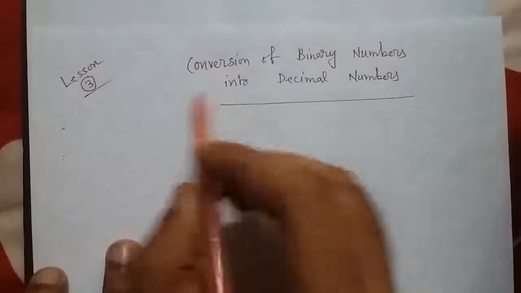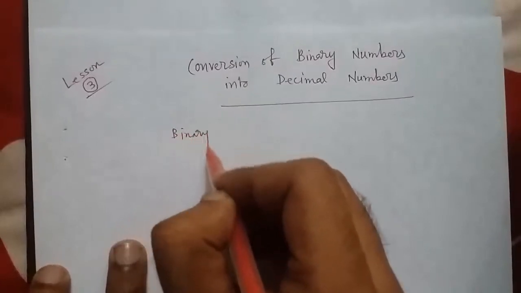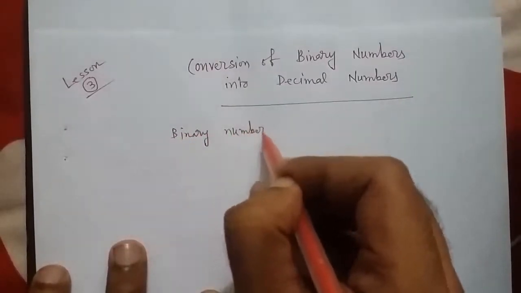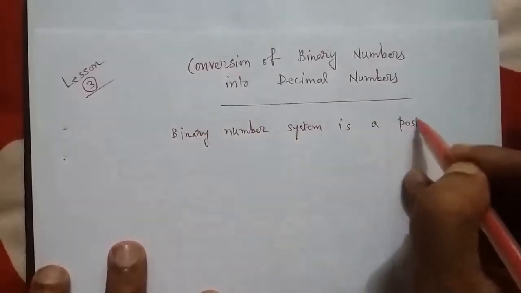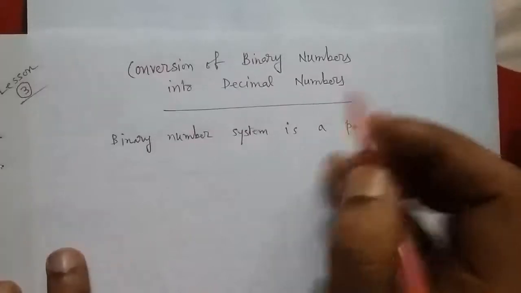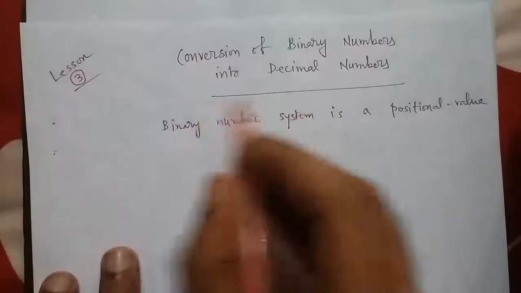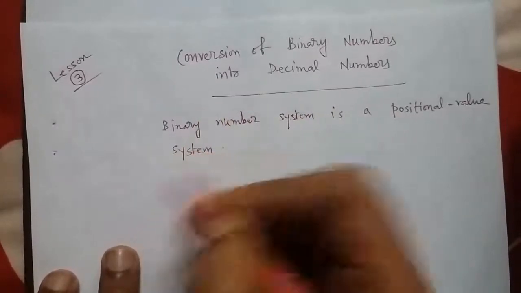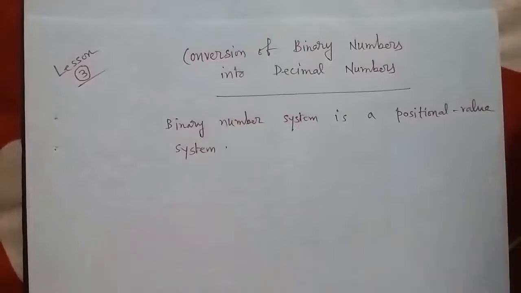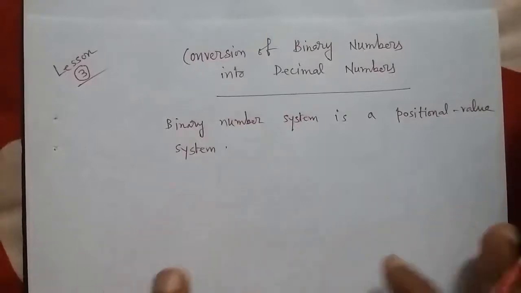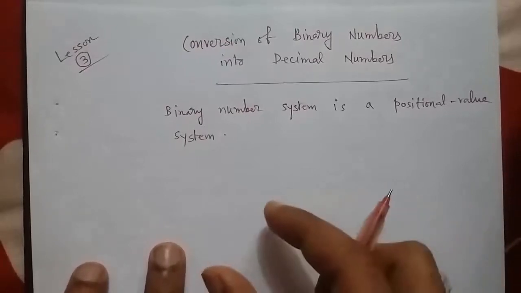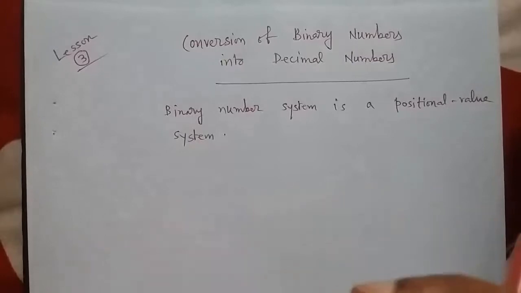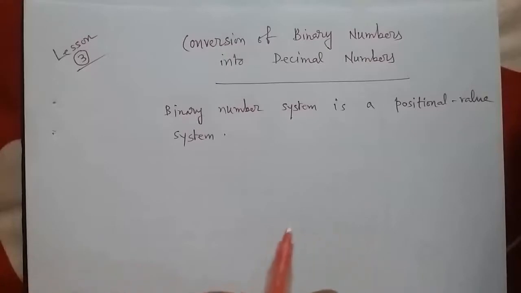So you must know that the binary number system is a positional value system, like the decimal number system. Decimal number system was a positional value system. Binary number system is also a positional value system. Why? Because the place value of every bit, meaning every digit, depends on its position. In binary number system, we generally call a digit a bit.